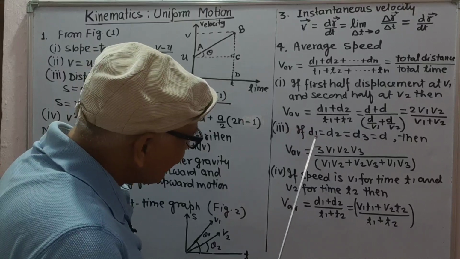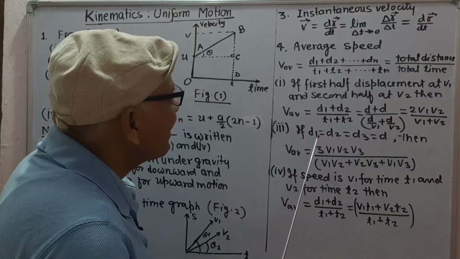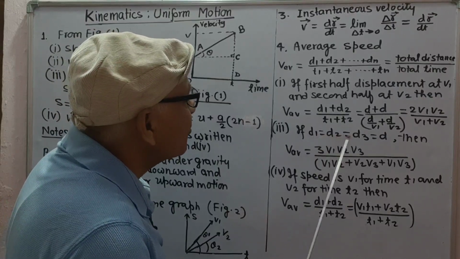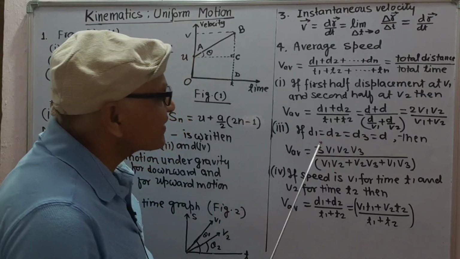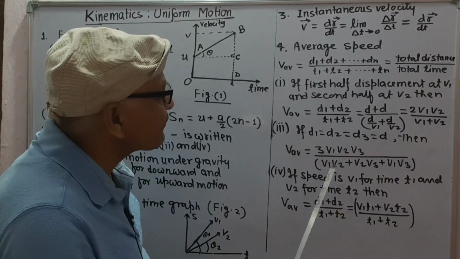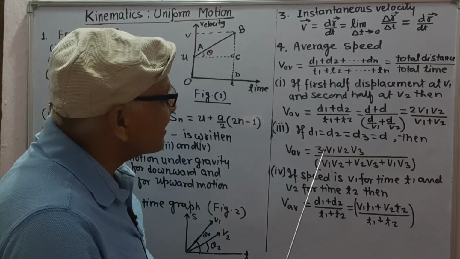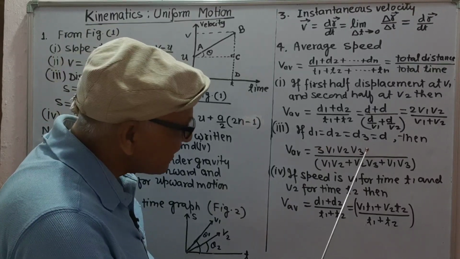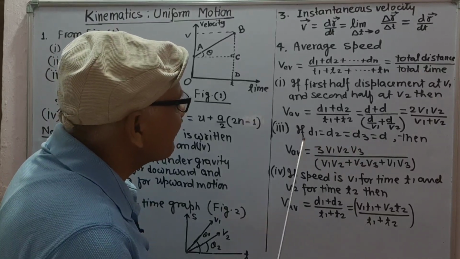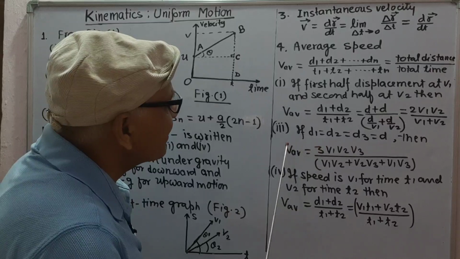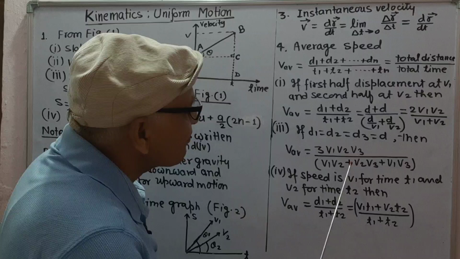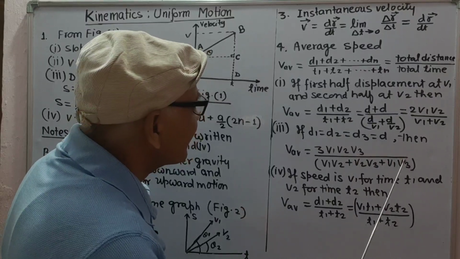Third part, if a particle moves equal distances d1, d2, d3 equal to d with velocities v1, v2 and v3 respectively, then average velocity will be equal to d1 plus d2 plus d3 upon t1 plus t2 plus t3, which finally gives v average is equal to 3 v1 v2 v3 upon v1 v2 plus v2 v3 plus v1 v3.